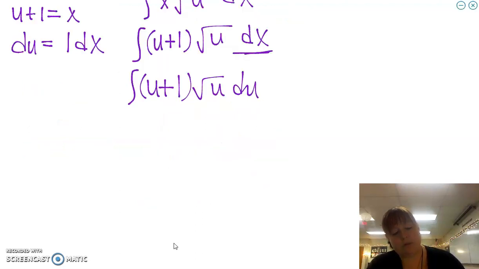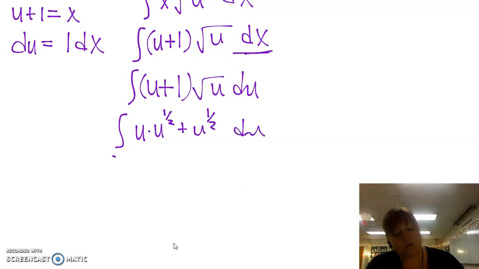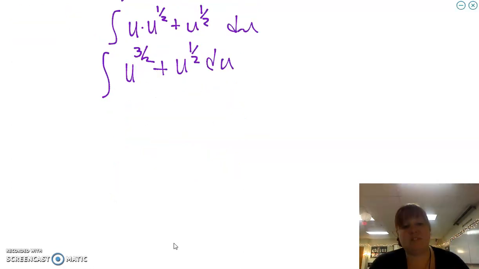And now I can do some algebra to get this in a way that I can actually do it. So we have u times u to the 1/2 plus u to the 1/2 du. So that would be u to the 3/2 plus u to the 1/2 du. And then we're just going to go ahead and integrate that, because now this is simple. This is just two monomials added together. I guess it's not really a polynomial because they're fractional exponents, but anyway, it's two terms added together. We know how to integrate this.